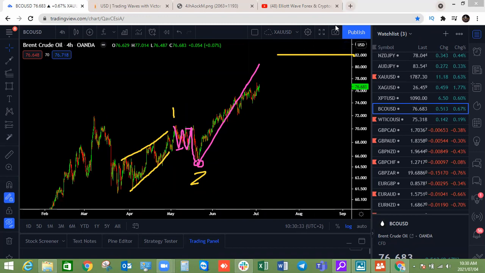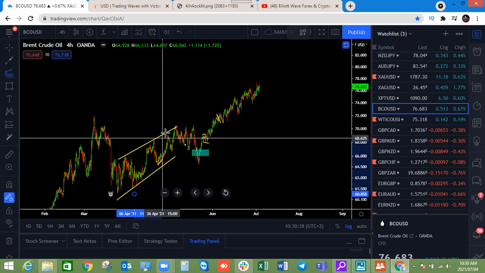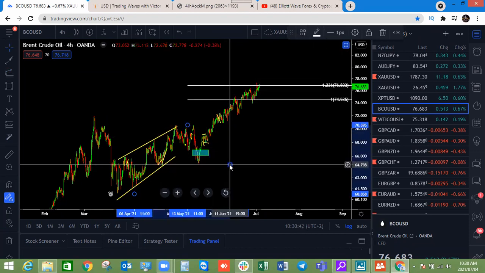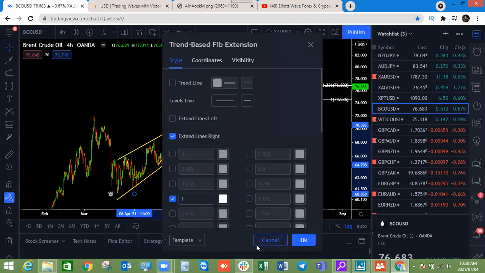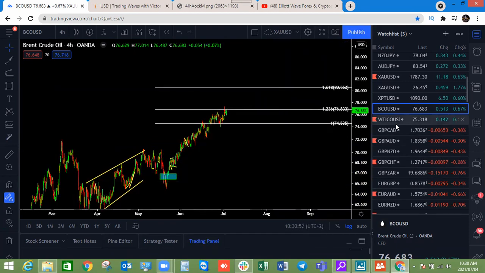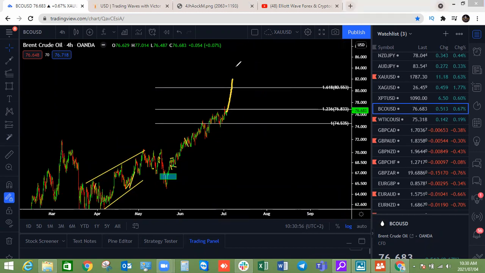So if you can just make a fib here, let's just project and see how far we can still go with oil. We can still go much higher on oil. We can get up to 80. All right, so that is Brent crude. We'll be looking for this to push even up to 80 or even higher. All right, so that is Brent crude oil.